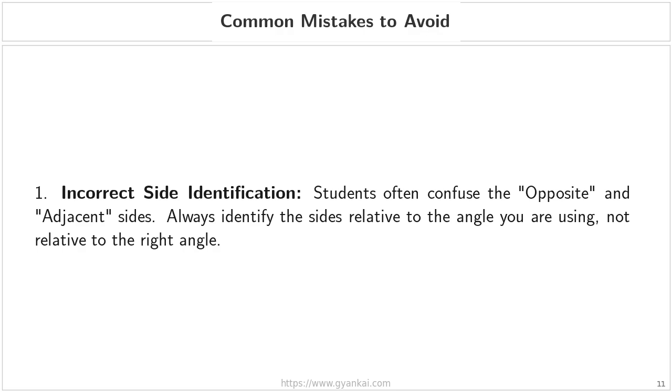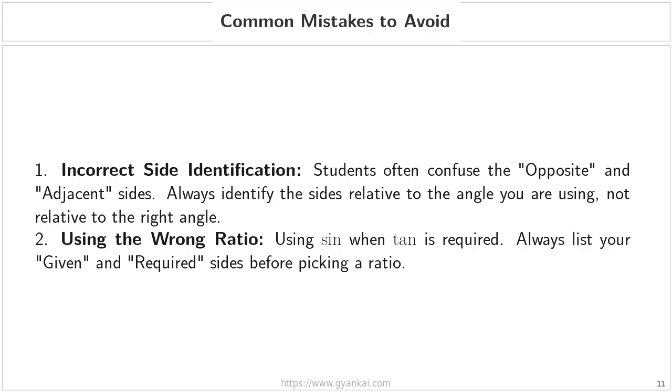Second, you might find yourself using the wrong trigonometric ratio, for example, using sine when you actually need tangent. To prevent this, I highly recommend that you always list your given side and your required side on your paper before you even attempt to pick a ratio. This keeps your strategy clear.